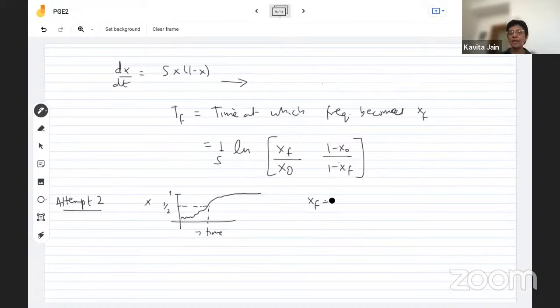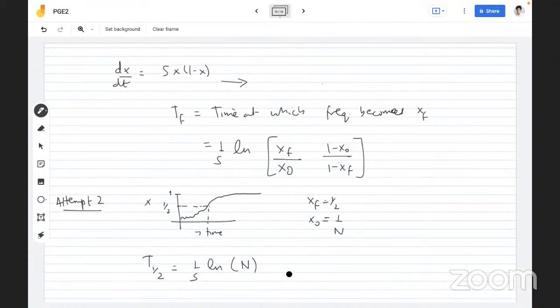Your X0 is 1 by n. We're starting with a single mutant in a population of size n. You can plug it in, it's very easy, and you can see that T of 1/2 is simply 1 by s times log of n. Now, what is the operator in the ln function, xf by x0 in plus, what is it?